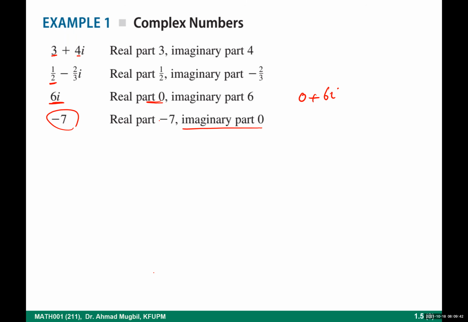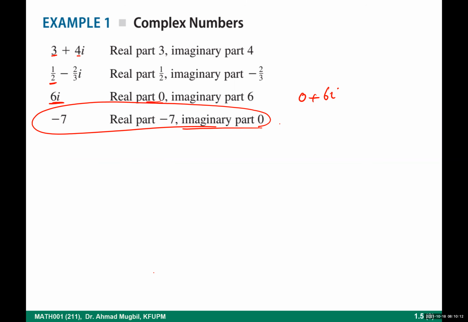So what we can conclude from the last one here: every real number is a complex number. Is that true? Every real number is a complex number. How is it true? True, because b equals 0. You mean the imaginary part equals 0? Yes. Every real number is a complex number with imaginary part equal to 0.